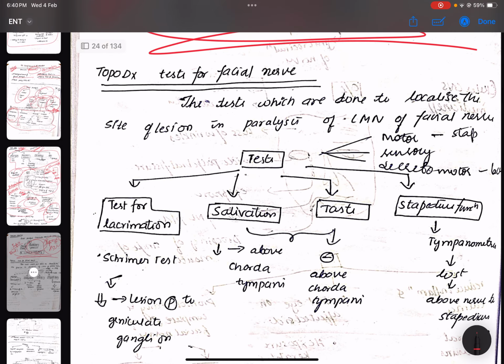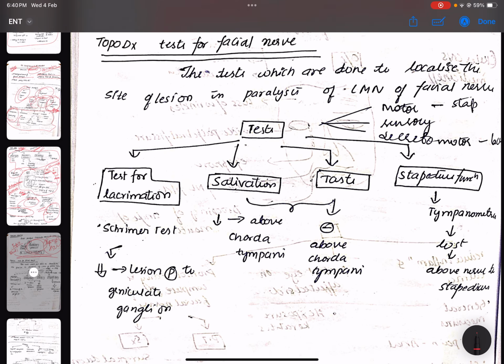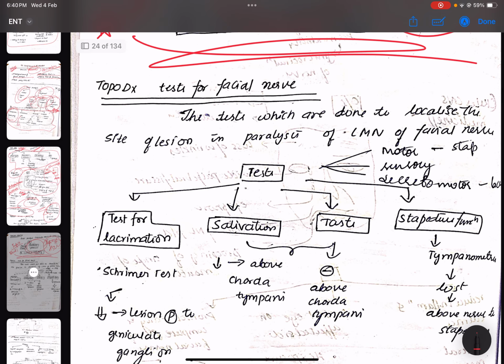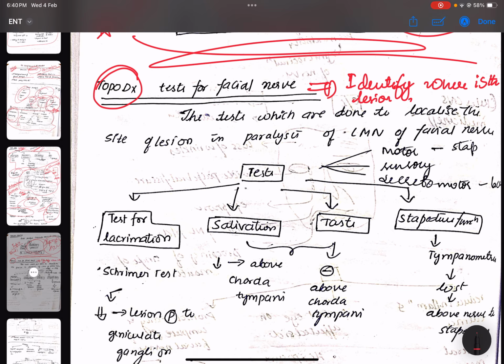Then topodiagnostic test. First I will explain what topodiagnostic test means. Here you are trying to identify where the lesion is in the facial nerve. So that is the aim.